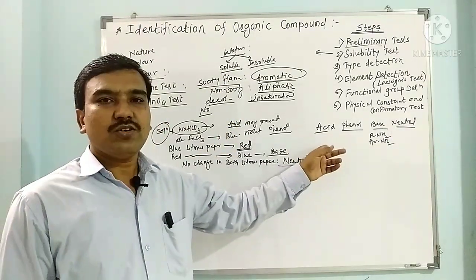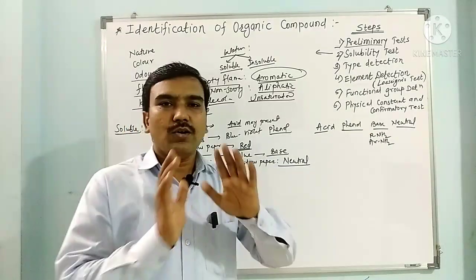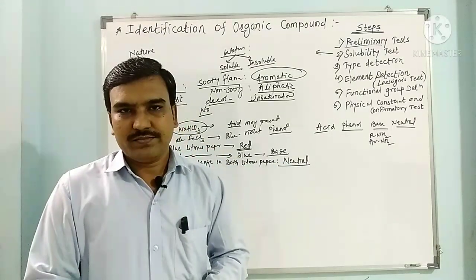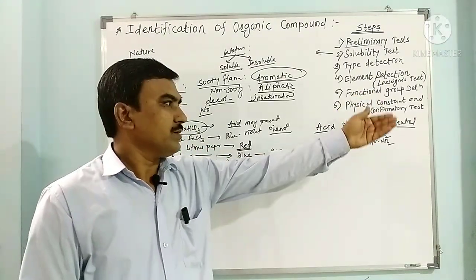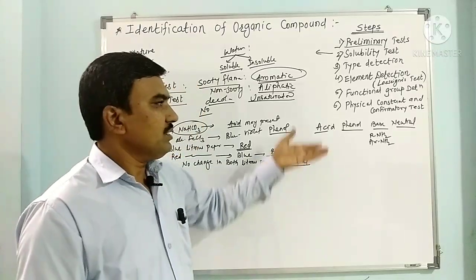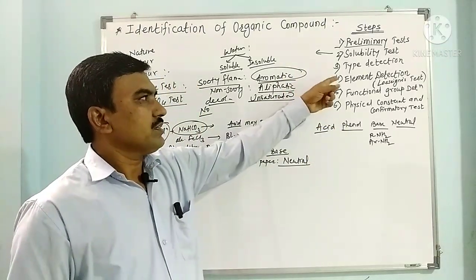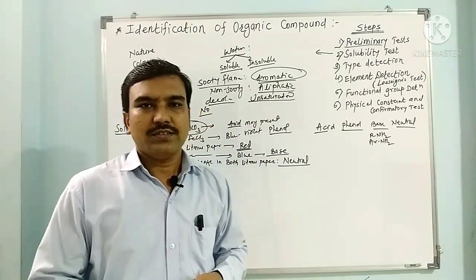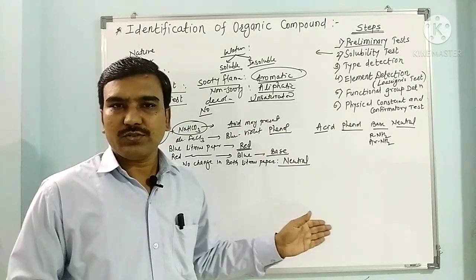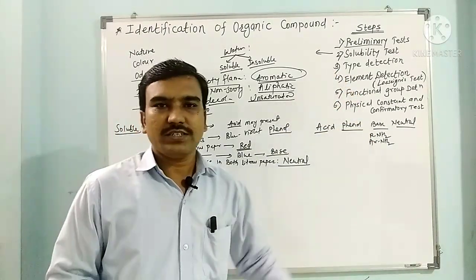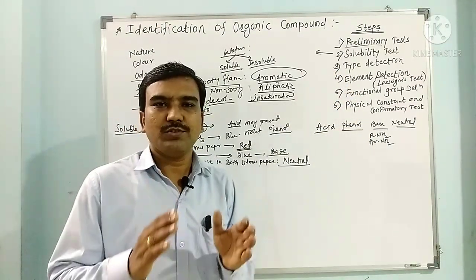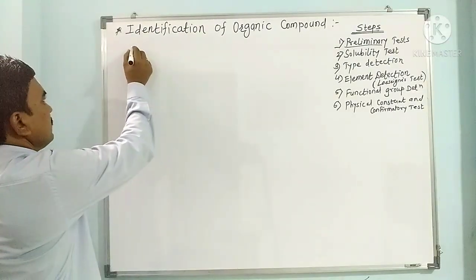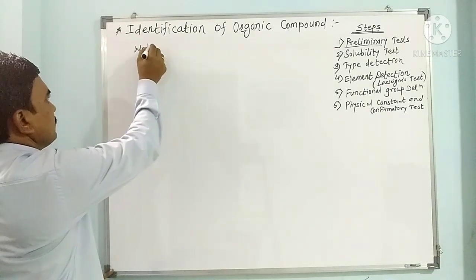So the compounds which are not included in acid, phenol, base, all those compounds are categorized in the neutral category. So these compounds have chemical type neutral. In this way, we have to see the type detection by using chemical reagents. Here we have seen the type detection of water soluble compounds. Now we have to see type detection of water insoluble compounds, the compounds which are insoluble in water.